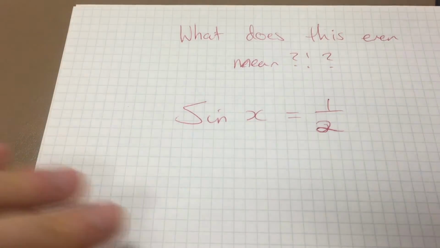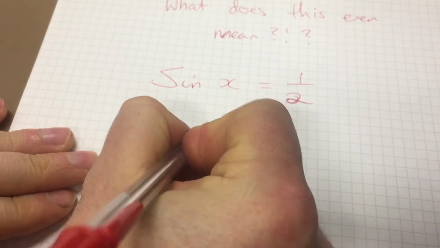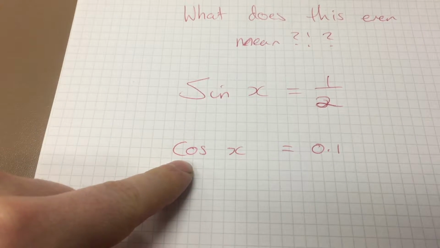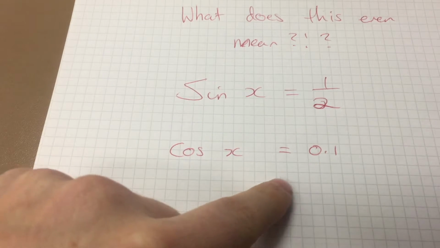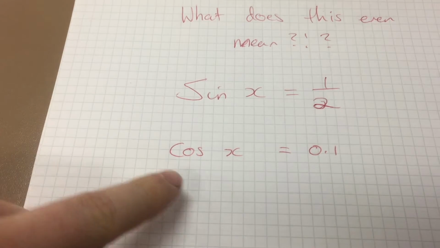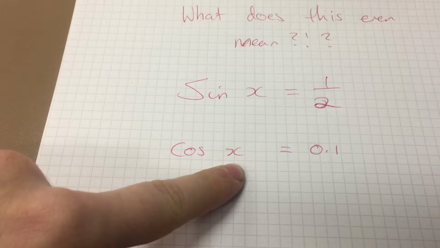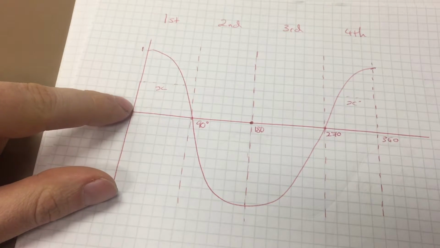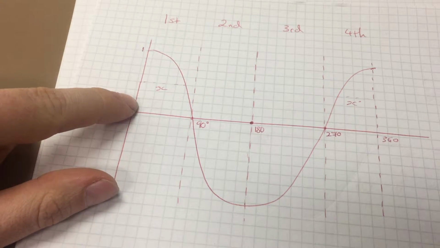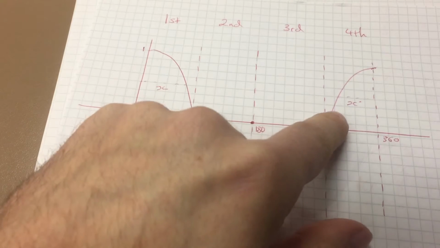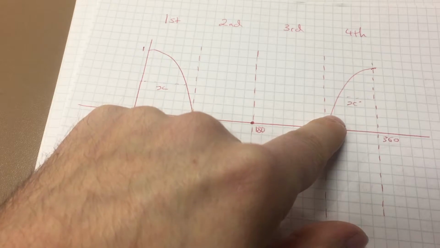If I was to ask the question, cos x equals 0.1, what I'm asking is, at what point on the x-axis is the cos curve at a height of 0.1? And this is really what this is asking. So let's have a look at that. If we say 0.1 is about here, it's asking at what point on the x-axis is the cos curve at 0.1? It's about here, and that will be about here as well. Okay?